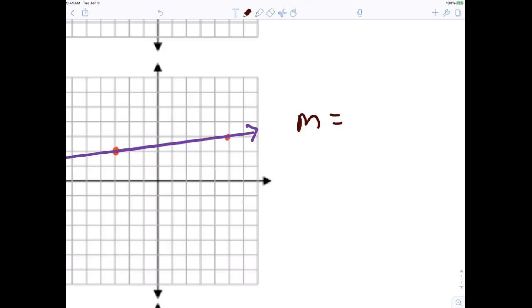M equals... Up 1. Let me see. Up 1, 2, 3, 4, 5, 6, 7. Looks like 8 to me. Be careful. Be careful. All right. That's what I'm saying.